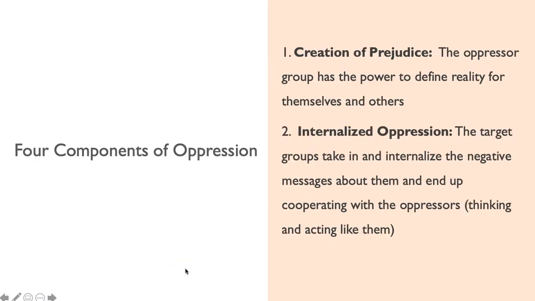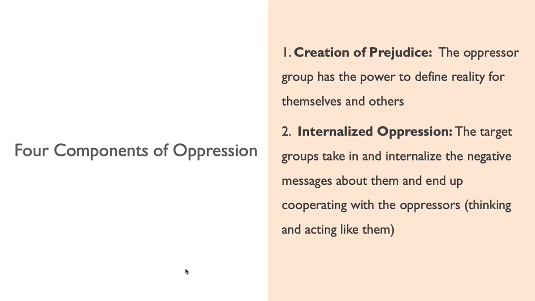So there are four components of oppression. The first is creation of prejudice, and this is when the oppressor group has the power to define the reality for themselves and for other people. So an example of creation of prejudice is the stereotypes that exist about Black people. So there are certain stereotypes that Black people are lazy, that Black people are violent, that Black people are criminals, and that Black people are supposedly more susceptible to certain chronic illnesses such as diabetes, obesity, and hypertension, right?